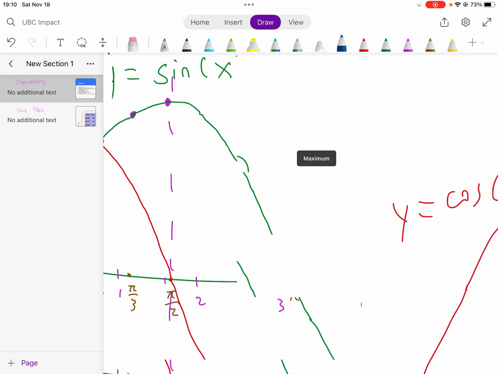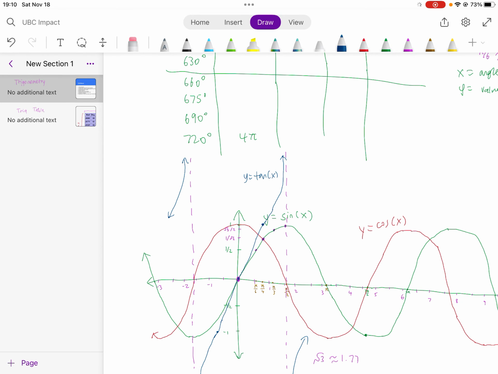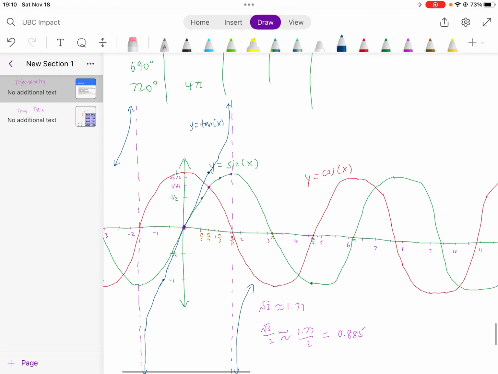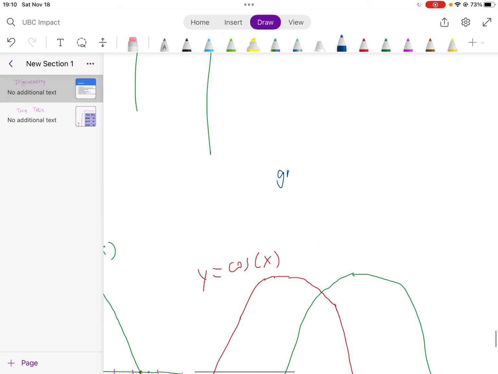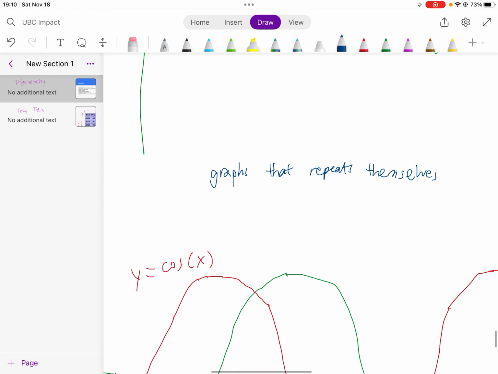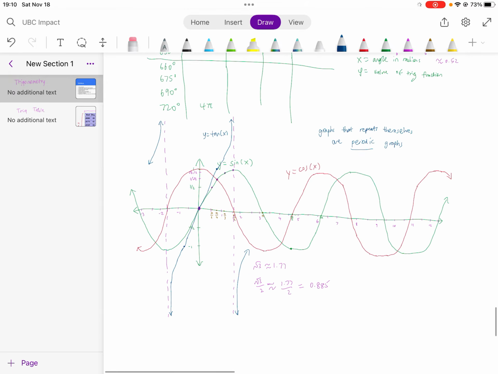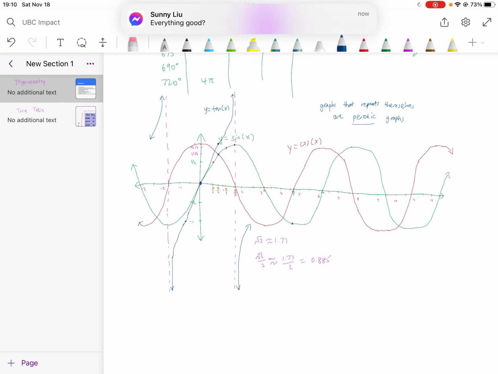Okay, so here are the three. The green one is the sine. The red one is the cosine. The blue one is the tangent. These are the three basic trig graphs. So if you know the shape and what they look like and the fact that they repeat themselves, which is called periodicity, graphs that repeat themselves are periodic graphs. As long as you know these things, you should be good to go for now.